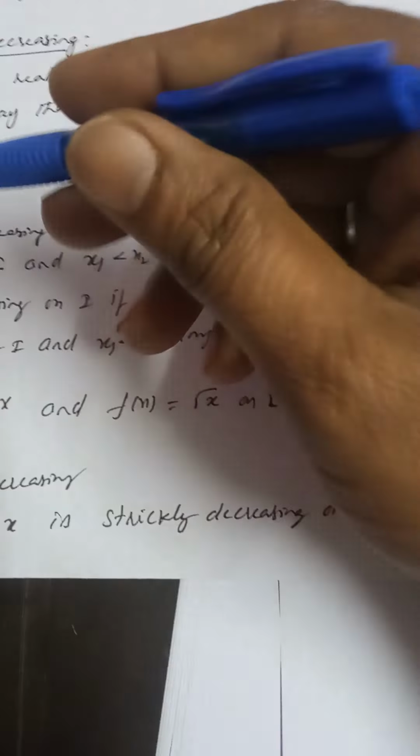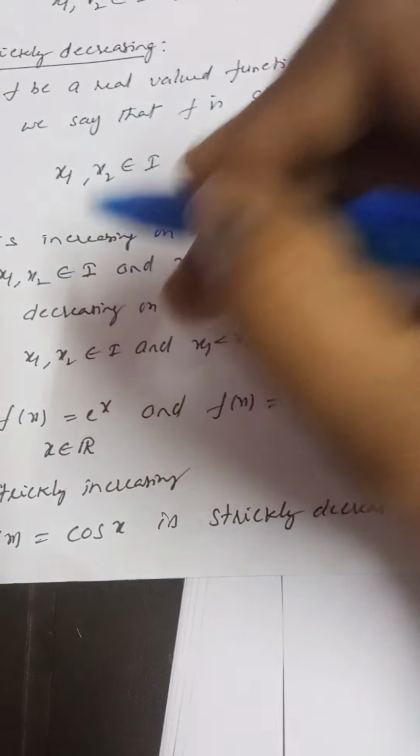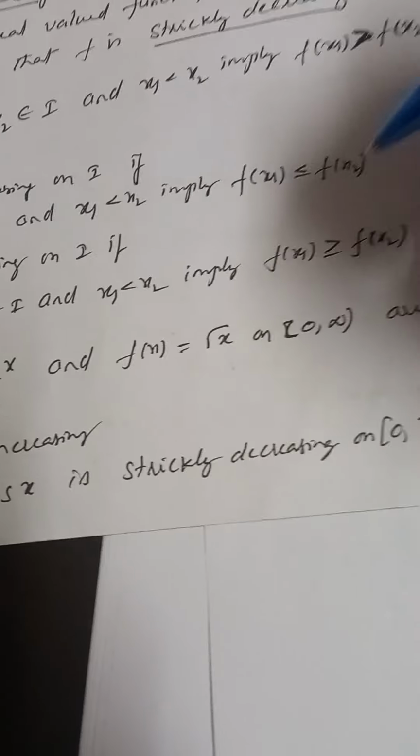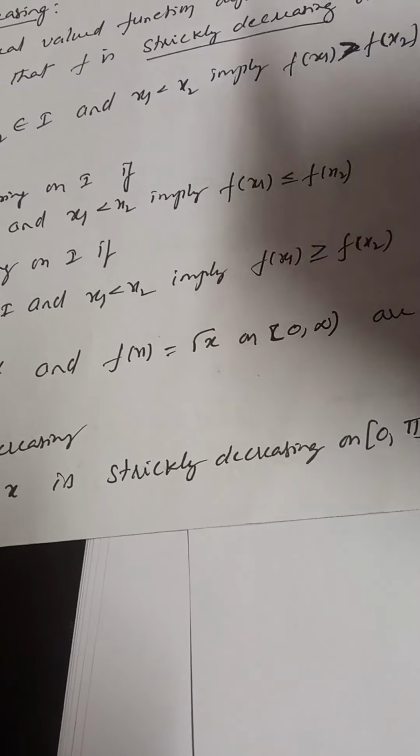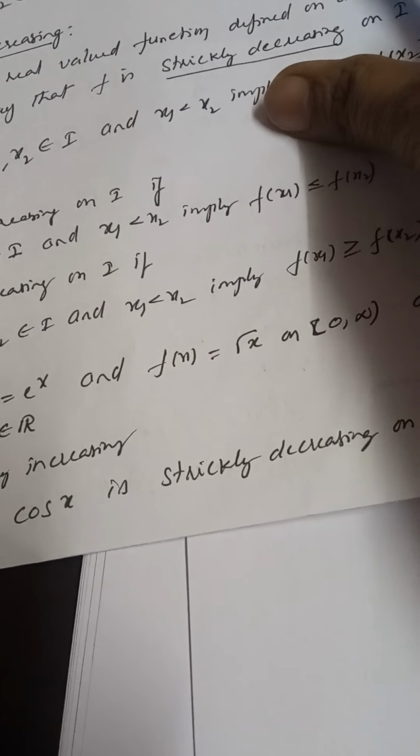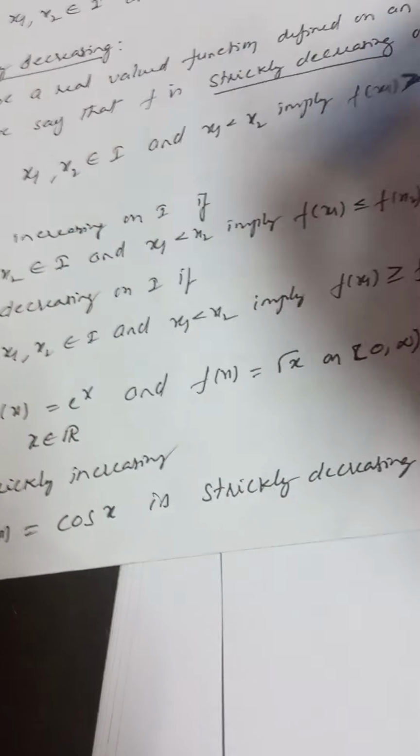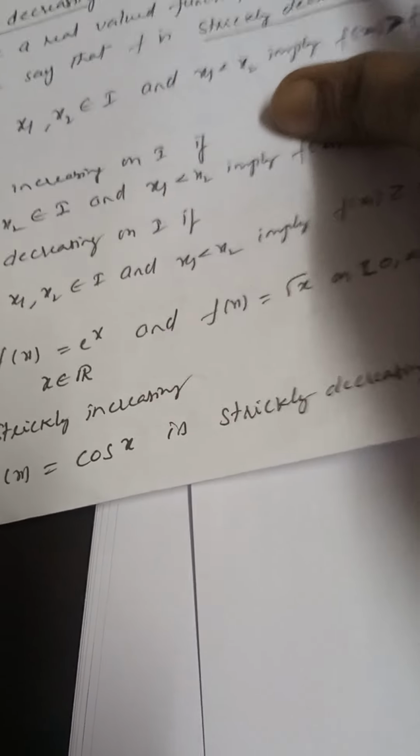Now, f is increasing on I. When do you say that it is simply increasing? If it is less than or equal to. f is said to be decreasing if it is greater than or equal to. That is the difference. Now some examples are there: f of x is equal to e power x and f of x is equal to root x. Whether it is strictly increasing or decreasing, we have to check. And some properties are there.